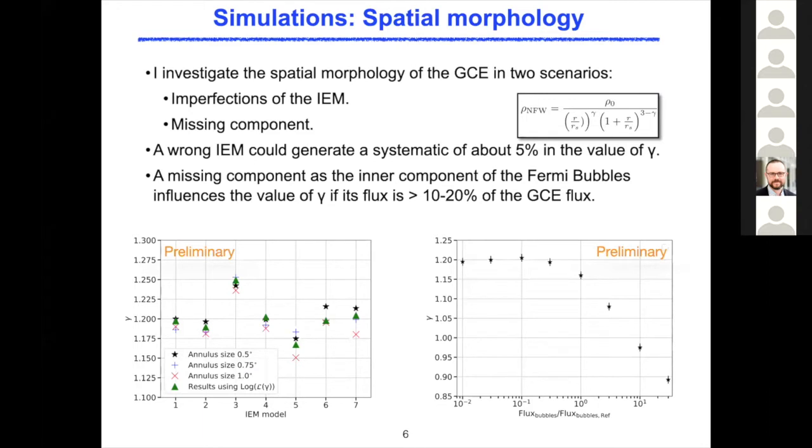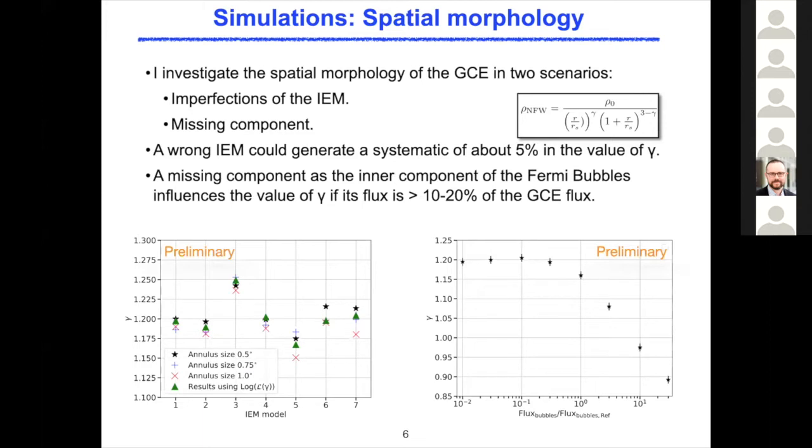The result for the spatial distribution of the galactic center excess, and in particular in the value of gamma, that is the slope of the Navarro-Frenk-White density profile, is that for an imperfection in the interstellar emission model, we expect roughly 5% of systematics in the value of gamma, and this can be seen in the left plot.